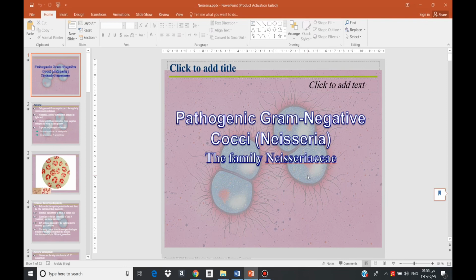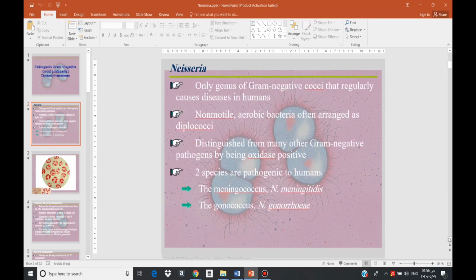طبعا محاضرتنا اليوم about the pathogenic gram-negative bacteria اللي هي جيناس نايسيريا من ضمن الفاميلي نايسيرياسي. Gram-negative cocci regularly causes disease in the human, mainly non-motile aerobic bacteria and arranged as a diplococci kidney shape. There are two important species in the genus Neisseria. هي Neisseria meningitis, which cause meningitis, and Neisseria gonorrhea, which cause the gonorrhea disease.